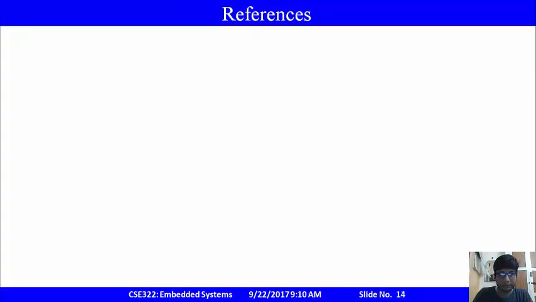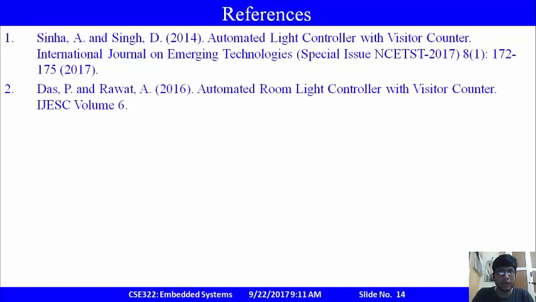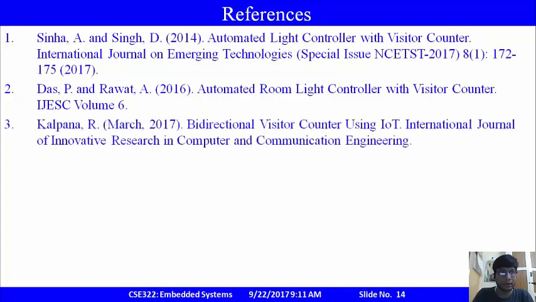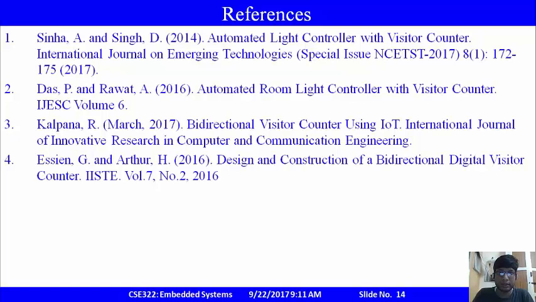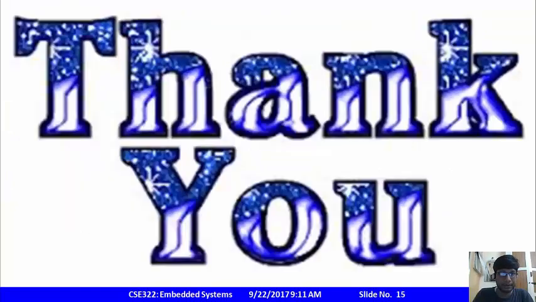And this is the last part, the references. The first one is automated light controller with visitor counter. The second is automated room light controller with visitor counter, published by Daspi and Rohit. The third paper is bidirectional visitor counter using IoT. The fourth paper is design and construction of a bidirectional digital visitor counter. The fifth paper is the prospects of bidirectional counter system in the hotel industry, communication on the applied electronics.